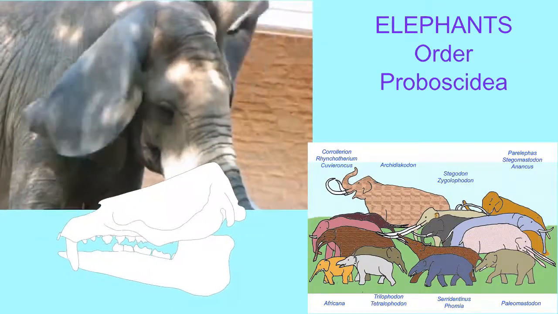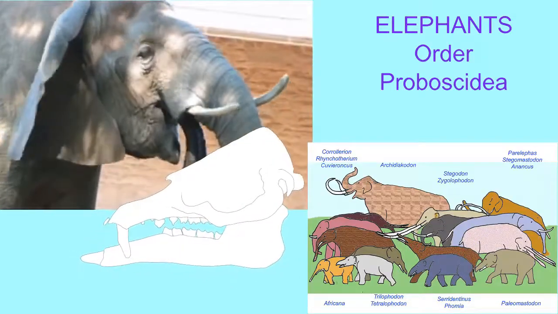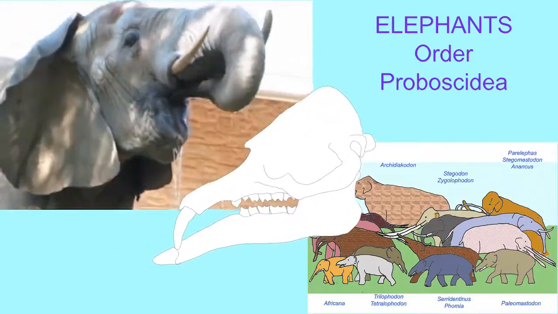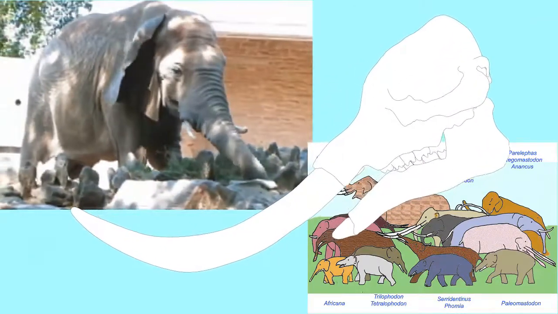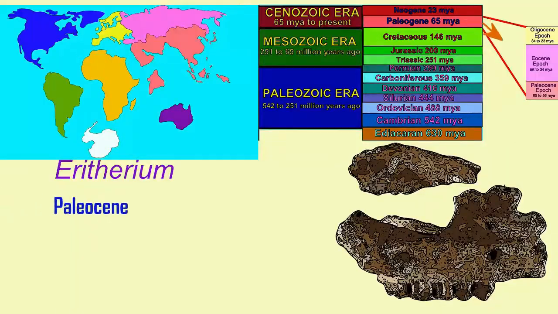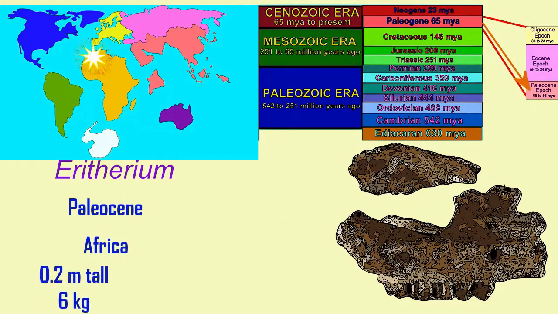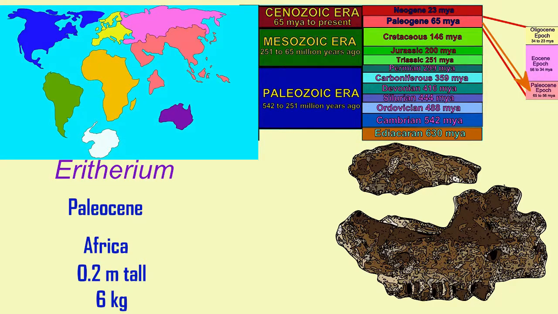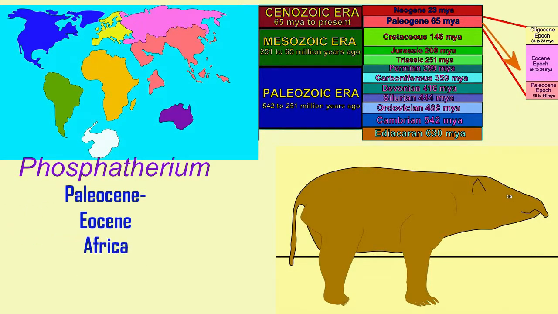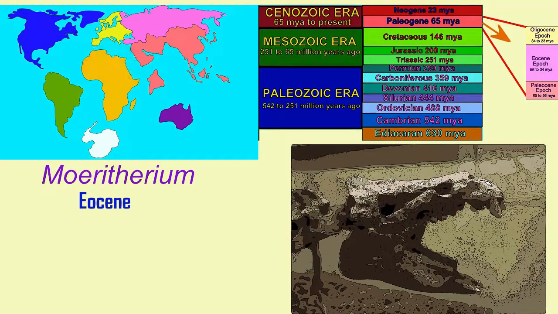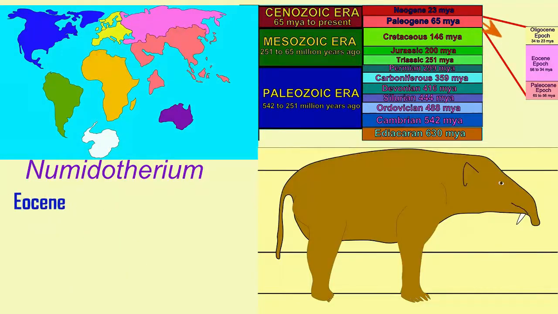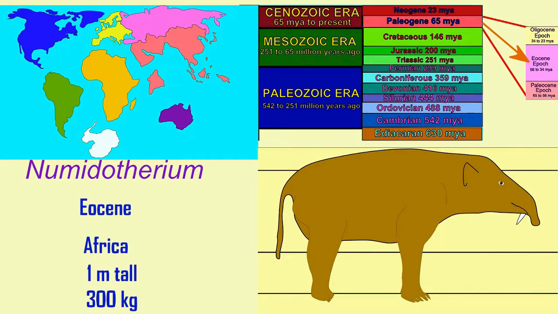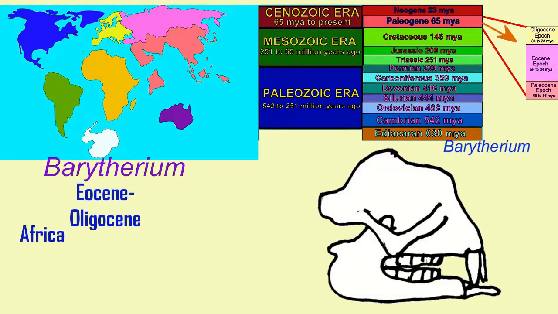This includes the most primitive elephants, which began smaller, which had smaller tusks, more primitive teeth, including teeth absent in later elephants, and were primitive in many features, such as Eritherium from the Paleocene, Phosphatherium from the Paleocene and Eocene, and a number of other primitive forms, such as Moeritherium, and Numidotherium, and Barytherium. These are primitive elephants.